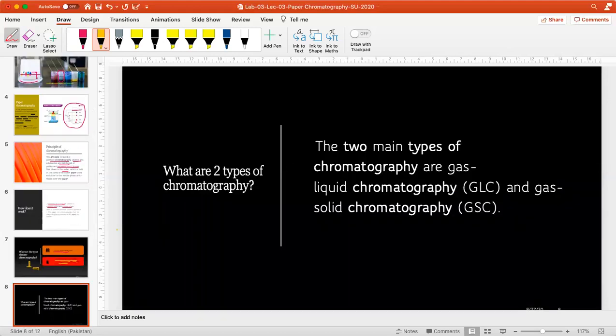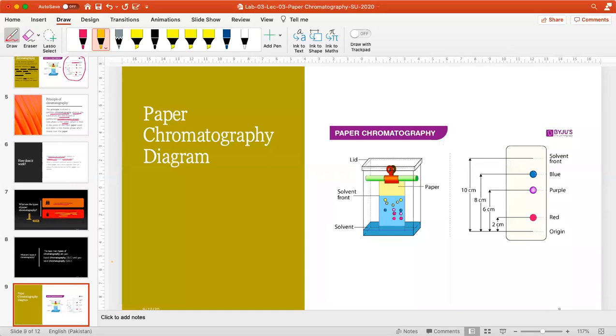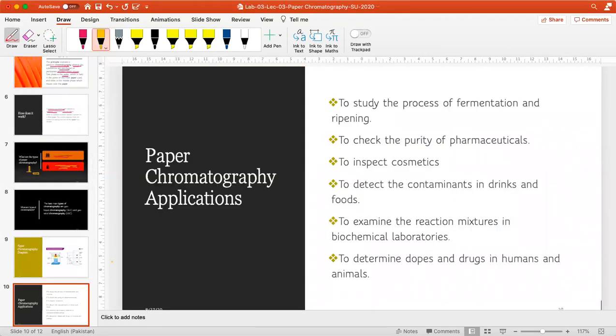अब टाइप्स ऑफ क्रोमेटोग्राफीज हैं. टाइप्स ऑफ क्रोमेटोग्राफी बहुत ज़्यादा हैं. बहुत the most common is the liquid chromatography, gas liquid chromatography और गैस सॉलिड क्रोमेटोग्राफी. और इनकी बड़ी एप्लीकेशंस हैं which is extensively used in the forensic labs. This again is the diagram of the paper chromatography. Now we come to the applications.